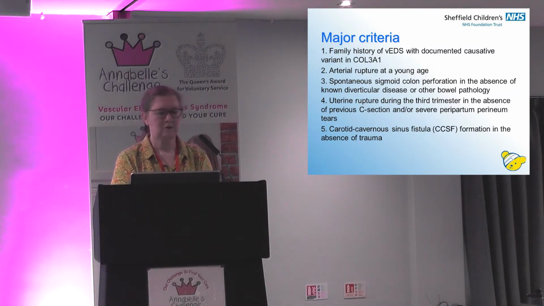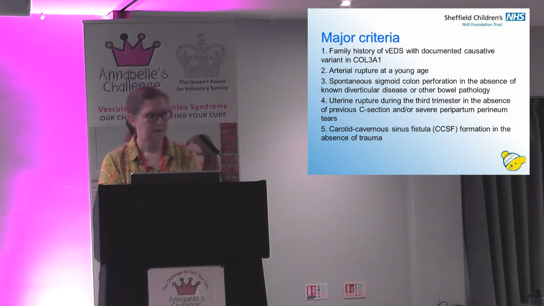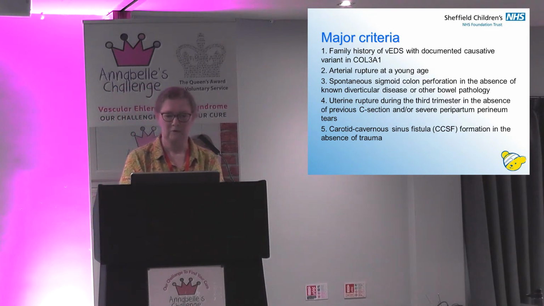Third criteria is that you've had spontaneous sigmoid colon perforation in the absence of any known bowel disease, including diverticular disease or other bowel pathology. The next criteria is that you've got uterine rupture during the 3rd trimester, in the absence of previous surgery to the abdomen or cesarean section. People also have significant severe peripartum tears. And then the final major criteria is to have a carotid cavernous sinus fistula formation in the absence of trauma. I will go into a bit more detail about these things a bit later.